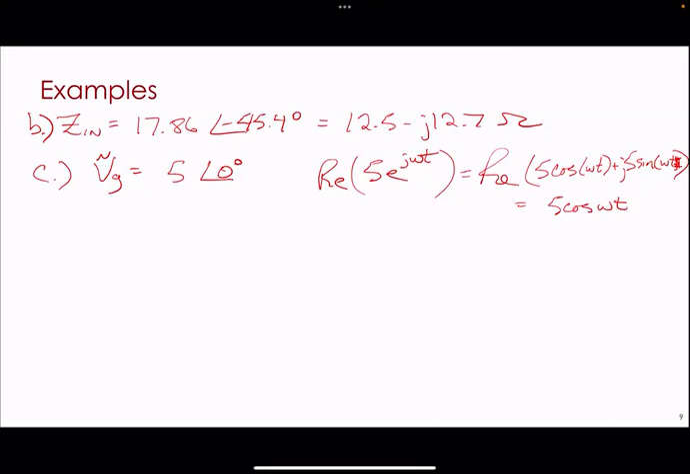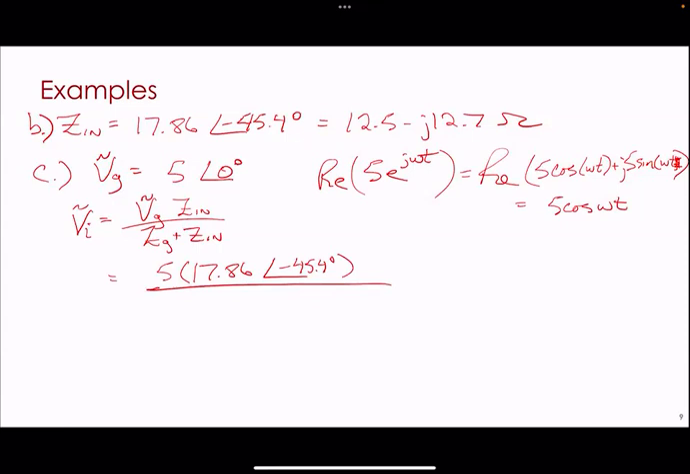Vi tilde equals Vg tilde times Zin divided by Zg plus Zin. So what's this going to be? It is going to be 5 times Zin. Now, we have 2 forms of Zin. Both are fine. They're equivalent. But you can think ahead to where you're heading here. You're going to have to do a division. Division's easy in polar form. So we might as well write it down in polar form, which is 17.86 angle minus 45.4. So that is our numerator.